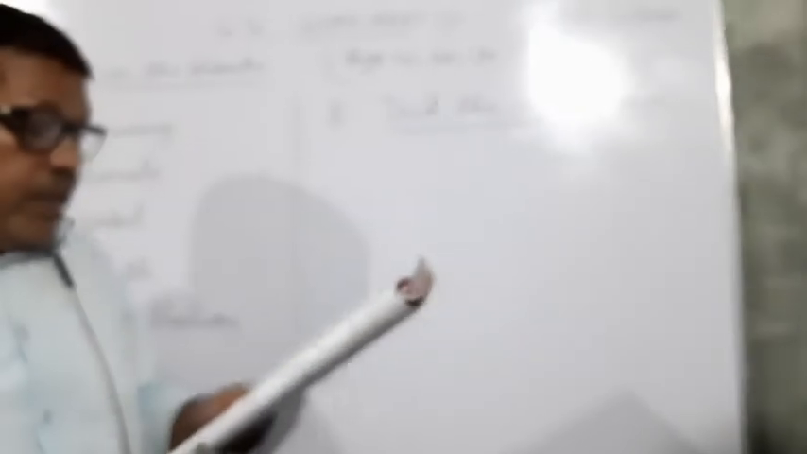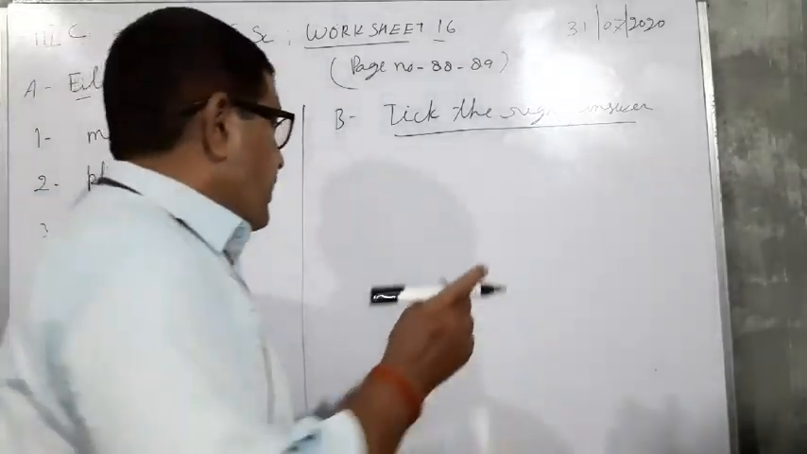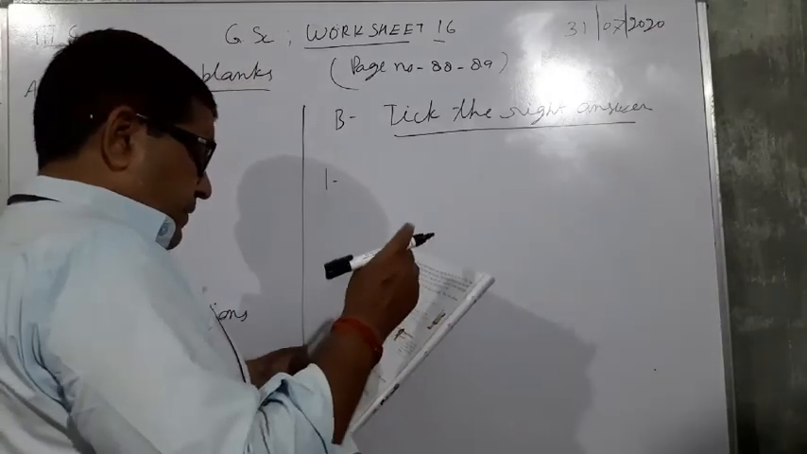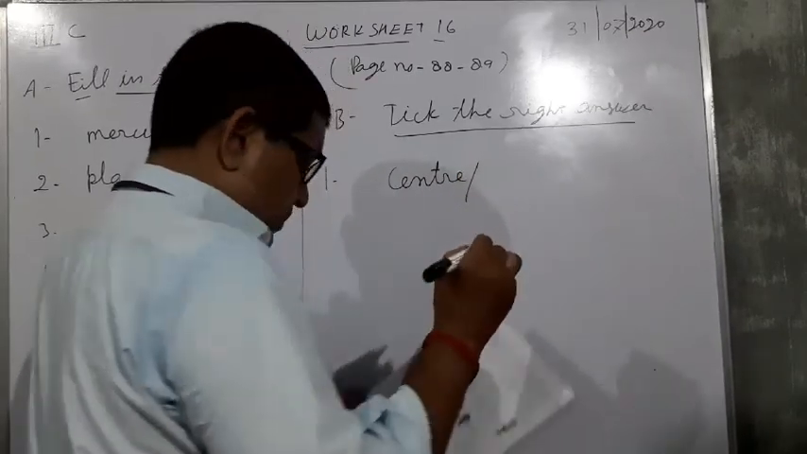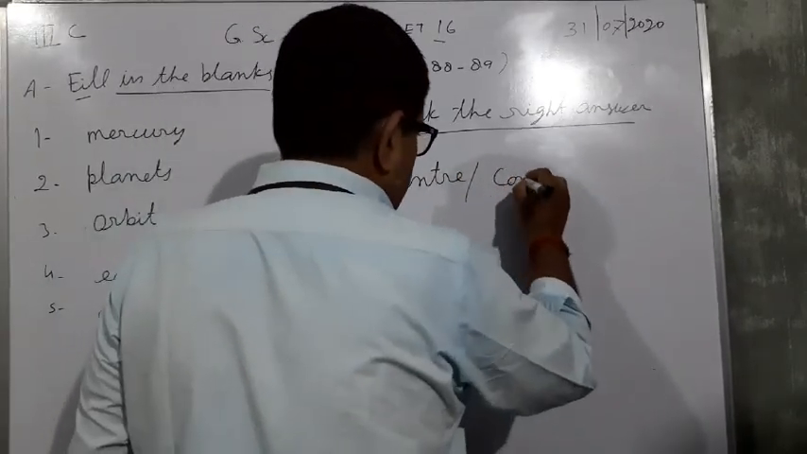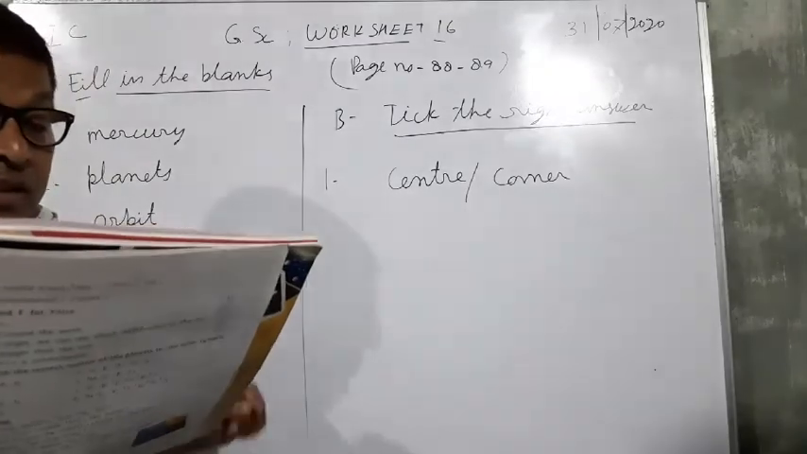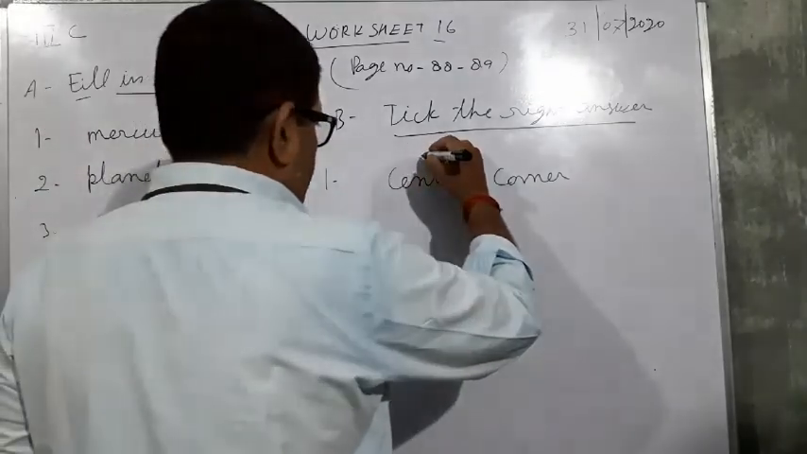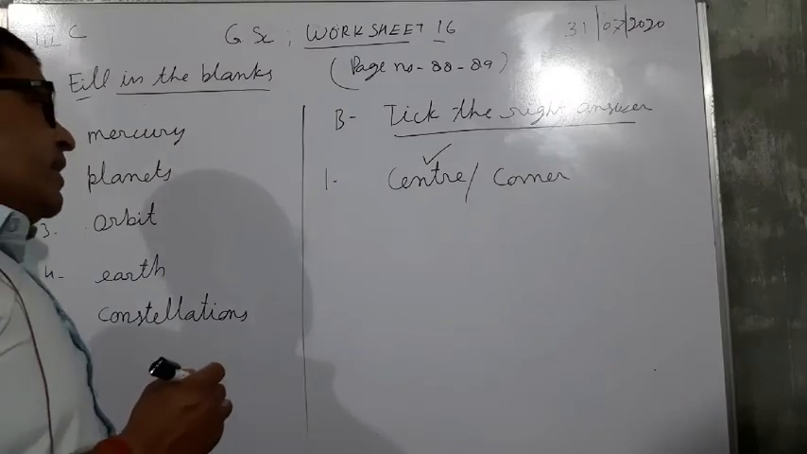As first you see, the sun is in the center or corner of the solar system. Two words are given. So which word is correct? The sun is in the center of the solar system. So center will be the correct answer. So you have to tick the center.